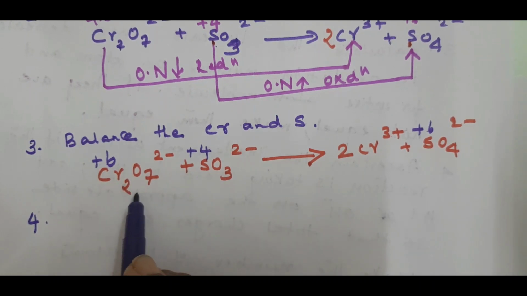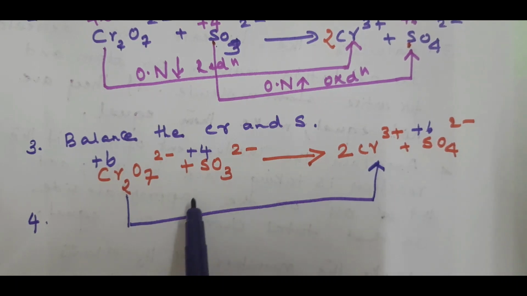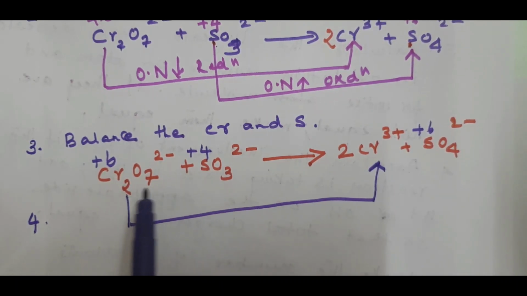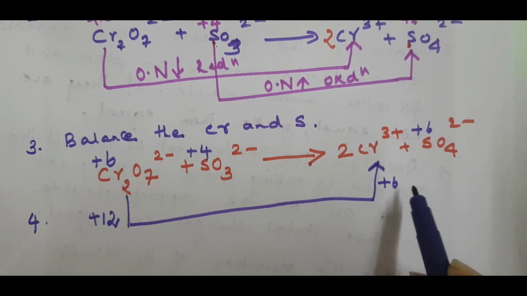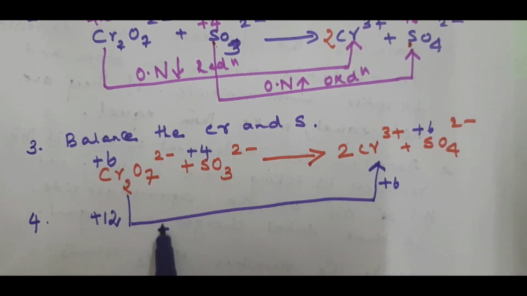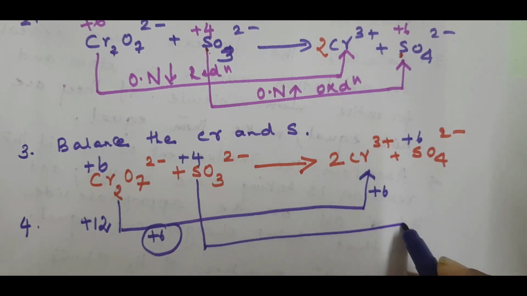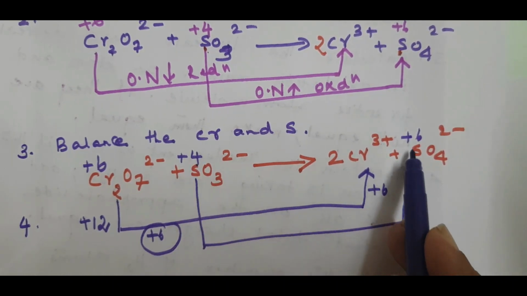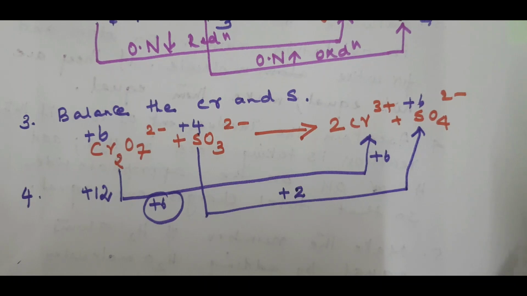Now see, for chromium, listen, how much is the oxidation number increasing? 6 into 2, that is plus 12, and here it is plus 6. Now what is the difference? The difference is plus 6, correct? And what about the sulfur? Sulfur is simple. Plus 4 to plus 6, so it is plus 2, correct? Got it? Don't confuse it.